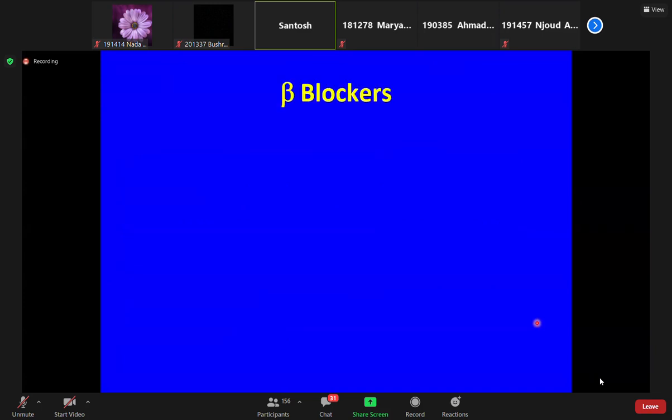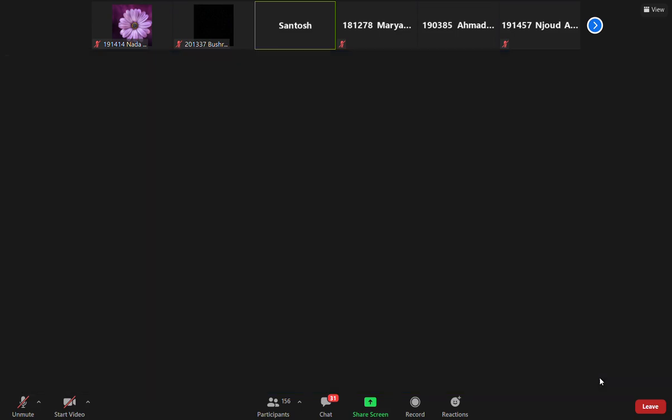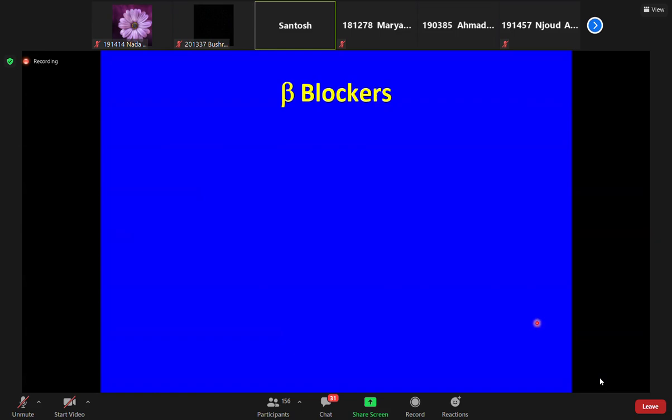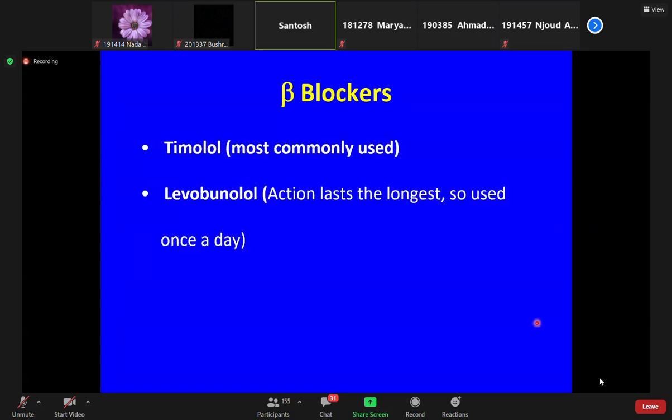Okay. So now let's talk about drugs which reduce the synthesis of aqueous humor. The most important category here is beta blockers. And we have timolol, which is the most commonly used. We have levobunolol, and it's long acting, so that's why it's used once daily. Then we have metipranolol, carteolol. If you don't want to remember their names, it's okay.